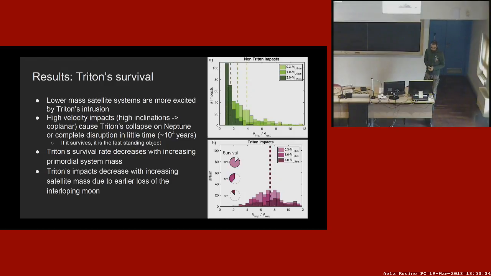So, high velocity impacts, of course, can cause Triton's collapse onto Neptune by removing the orbital momentum of the moon, or the complete disruption of Triton. If it survives, it is usually the last standing object, which is what we actually observe today. And of course, Triton's survival rate, as I was saying, decreases with the increase of the primordial system mass. And regarding the impacts on Triton, you can see that the number of impacts decreases with the mass of the system because Triton is lost earlier because of this stronger interaction.